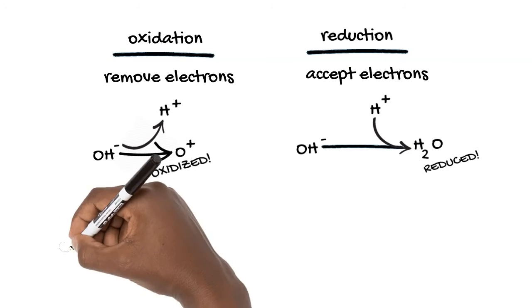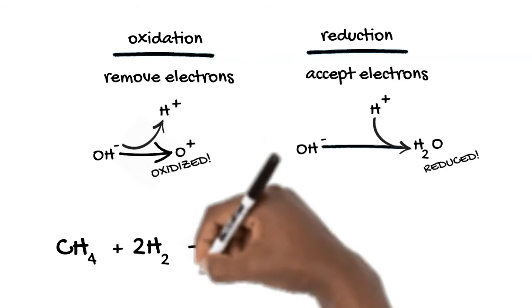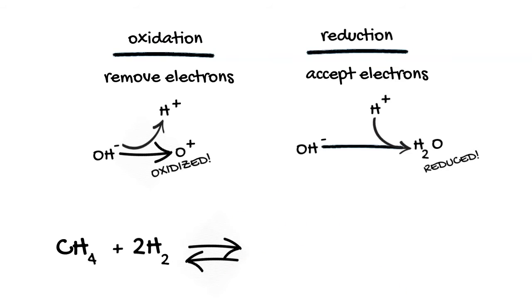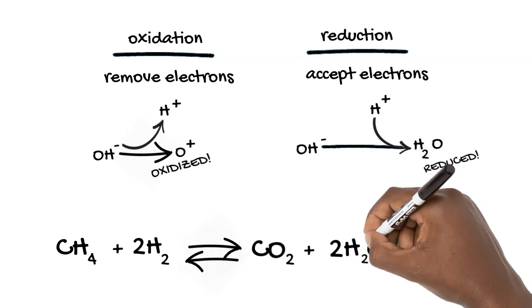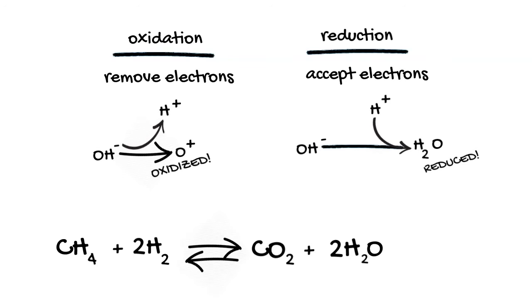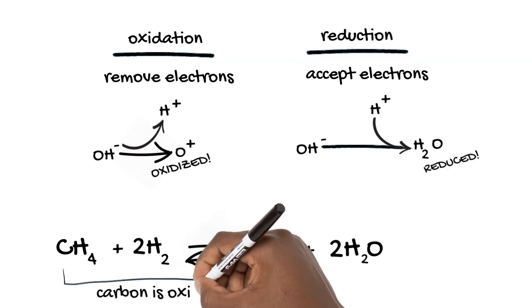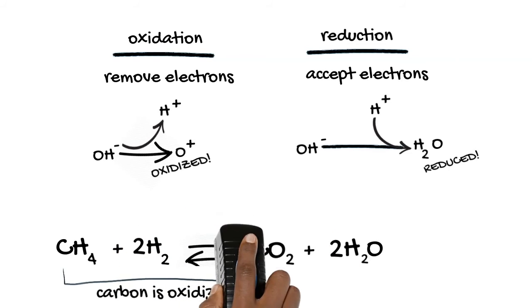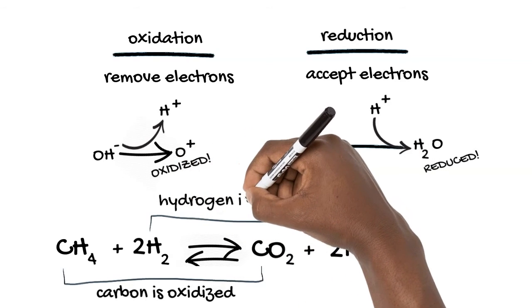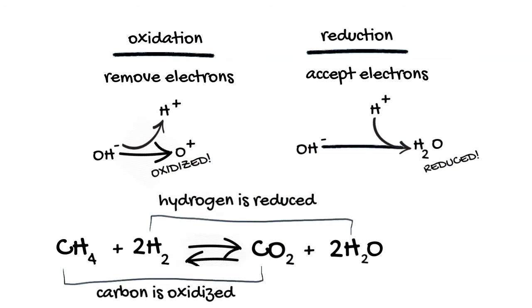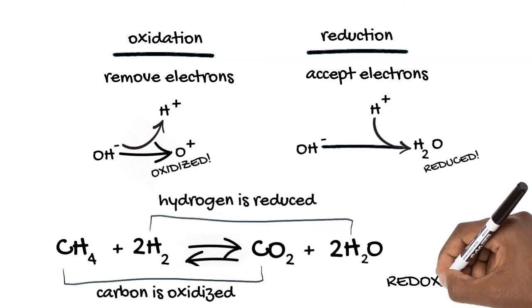Here is a more sophisticated example. On the left side of the equation, we have CH4 methane and hydrogen. On the right side of this balanced equation, we have carbon dioxide and water. For the oxidation reaction, the carbon atom loses its hydrogen electrons. For the reduction reaction, the hydrogen gains oxygen electrons. Because we know science exists in equilibrium, oxidation and reduction occur simultaneously. Instead of saying that this is an oxidation-reduction reaction, these paired reactions are called redox reactions.